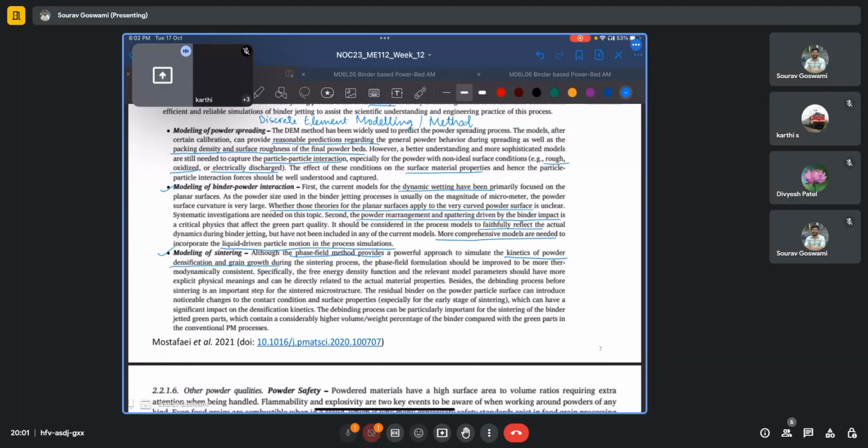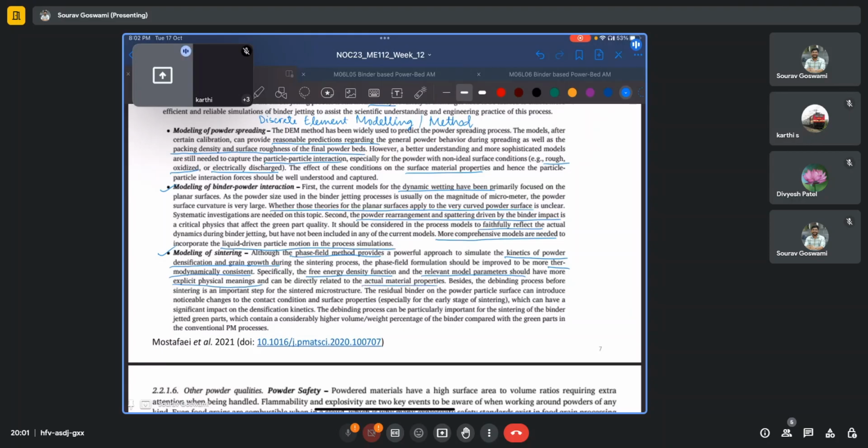However, it still needs greater thermodynamic consistency. And they have also mentioned the very specific factors which need to be improved, which in this case are the free energy density function and the model parameters, which should have more explicit physical meaning. They cannot simply remain mathematical constructs, so that we can directly relate them to the actual material properties.